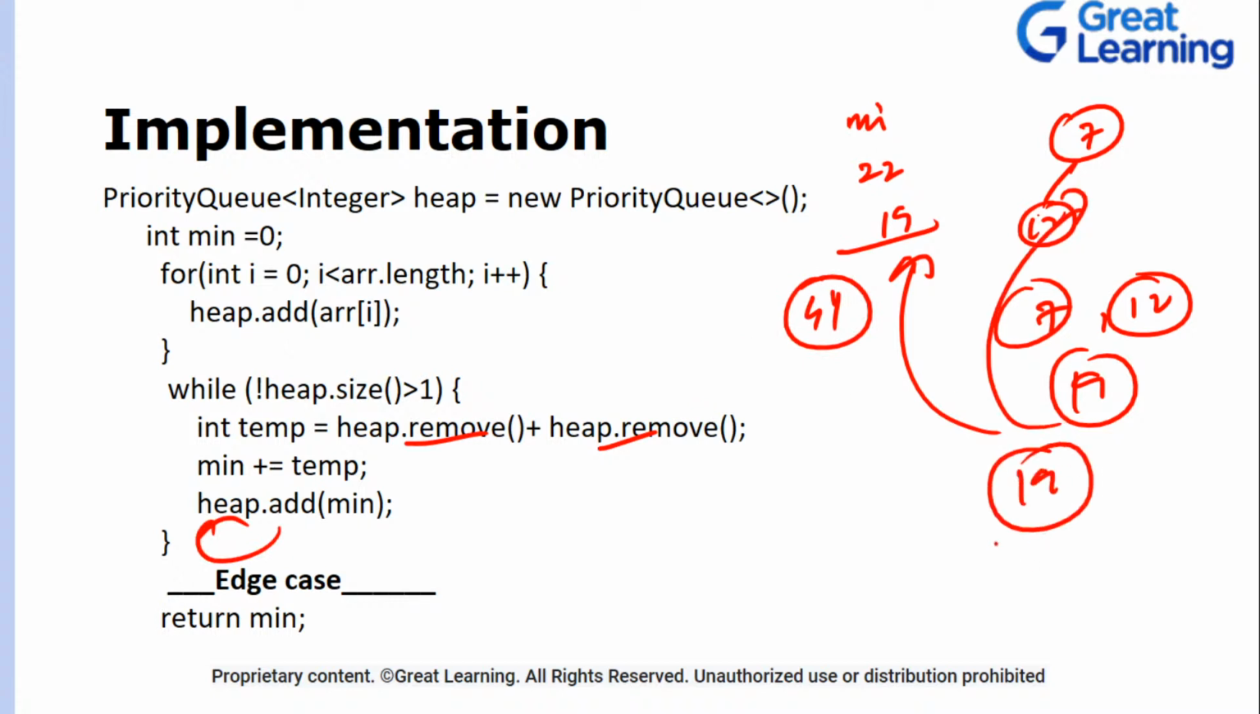Now this is the last element that is in the heap, so the size of the heap is not greater than 1. We will stop, and we will just remove the min, which is 41.